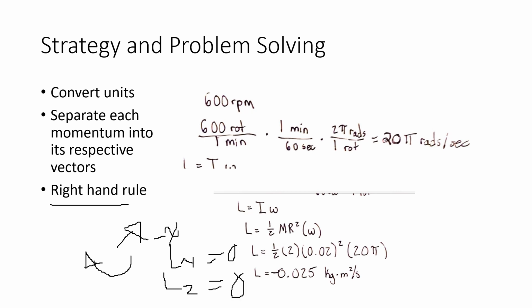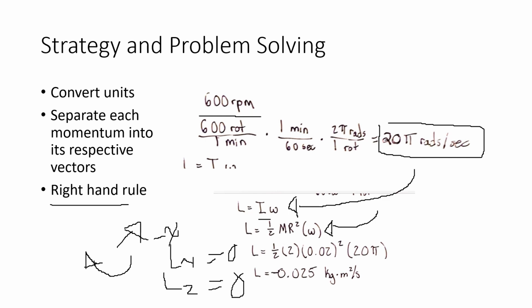So the first thing we need to do is convert units. Right now we have rotations per minute, and we can do a little bit of dimensional analysis to convert the units and get the final result of 20 pi radians a second. Now we can use this as the omega value. For this specific shape, the angular momentum L is going to be the moment of inertia multiplied by radians per second.